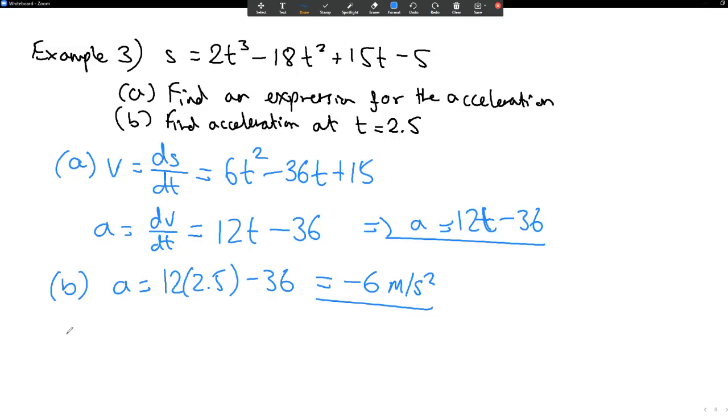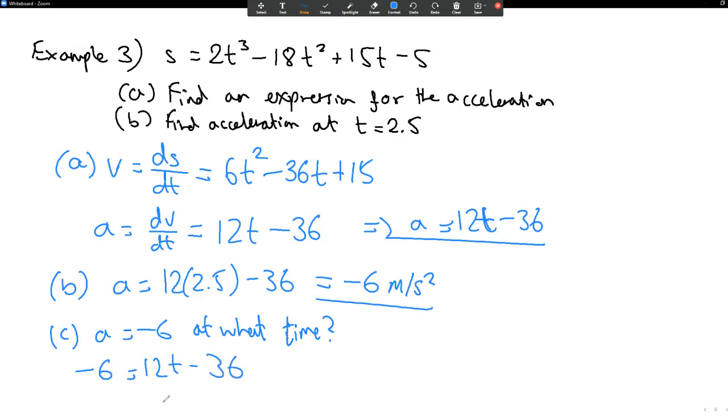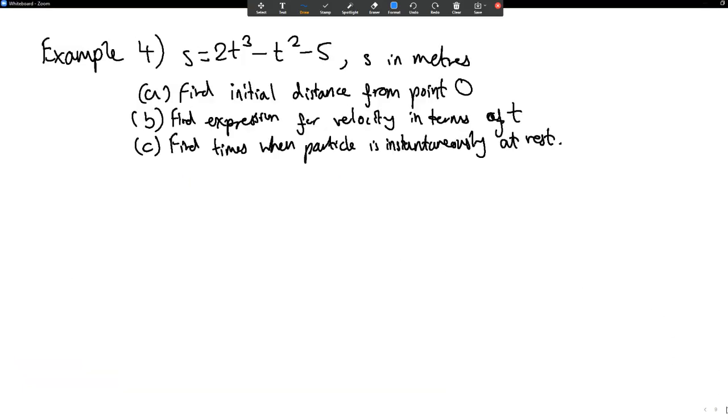You could also potentially get a question that gives you the acceleration, so it could say a equals minus 6, at what time? And then you just substitute minus 6 into here. And then it's just the opposite process. So you add 36 to both sides, divide by 12, and you should get t equals 2.5. So just bear in mind that it can work both ways.